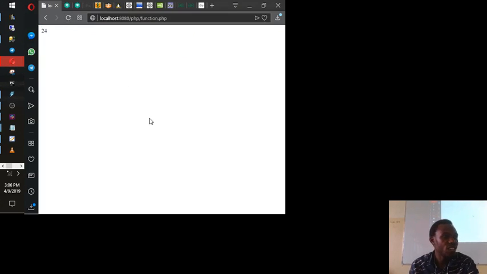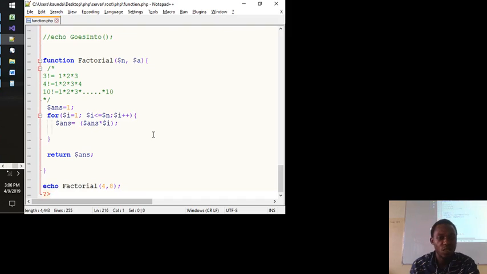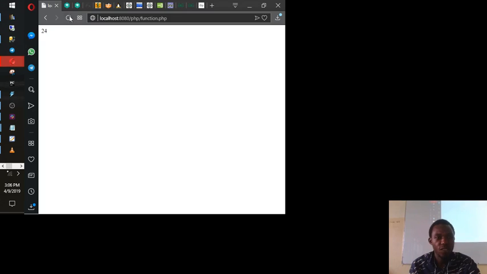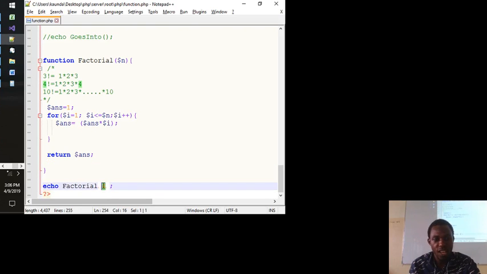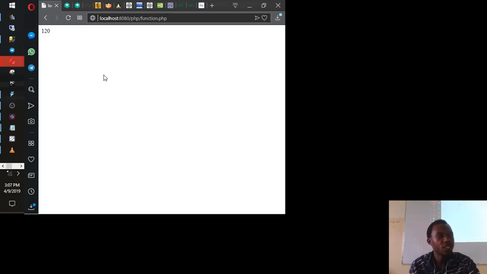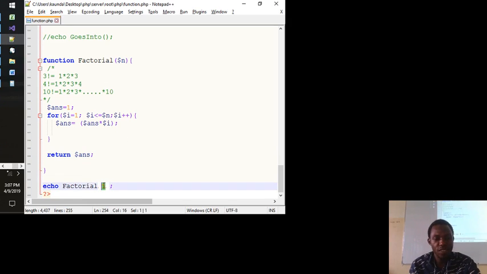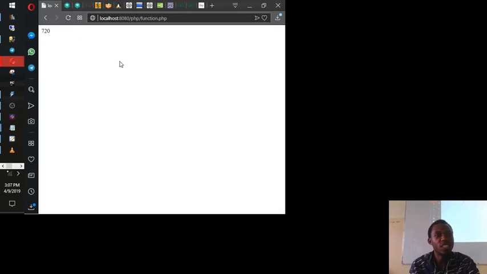So the answer is 24. That means 4 factorial is 24. So I think we can take away this. That should still give the 24. Now if I go here, 5 factorial should be around 120. And if I bring 6 factorial, that should be somewhere 720.